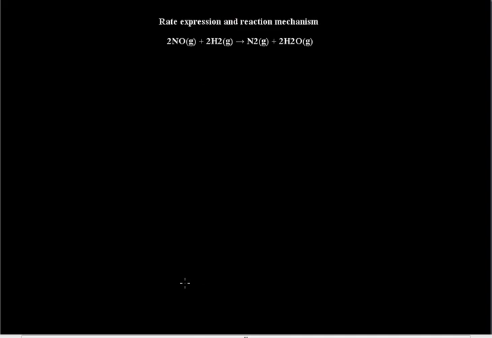Here we are trying to understand the relationship between rate expression and reaction mechanism. Here is our reaction: nitrogen 2 oxide combining with hydrogen gas to produce molecular nitrogen and water vapor. Based on experimental data, this is the rate expression that was deduced: the initial rate equals the rate constant times the concentration of H2 times the concentration of nitrogen 2 oxide.